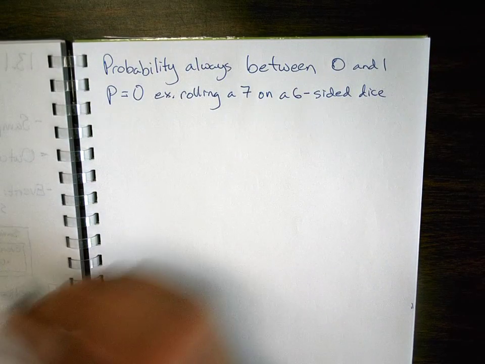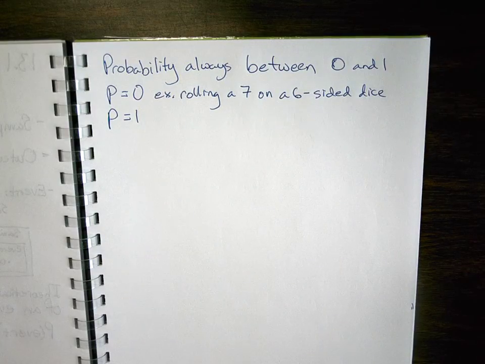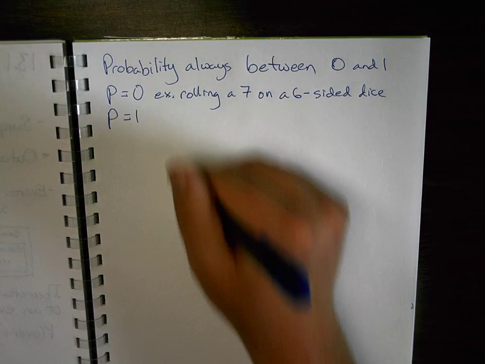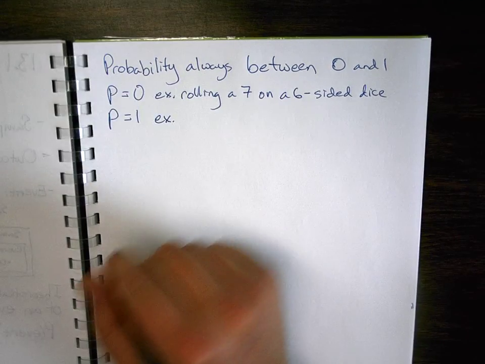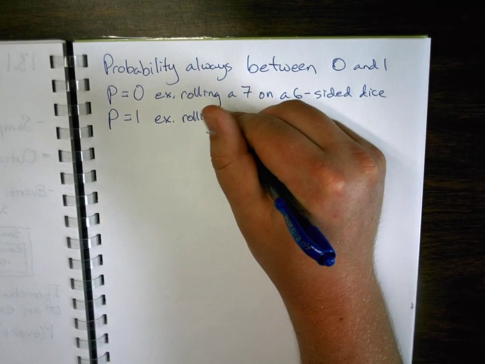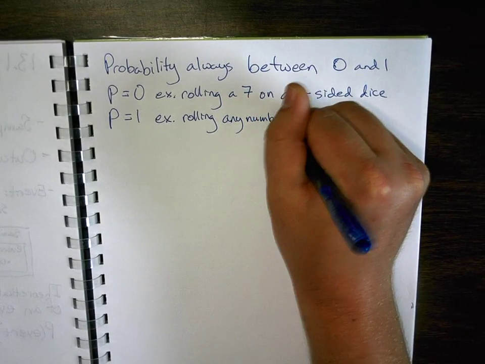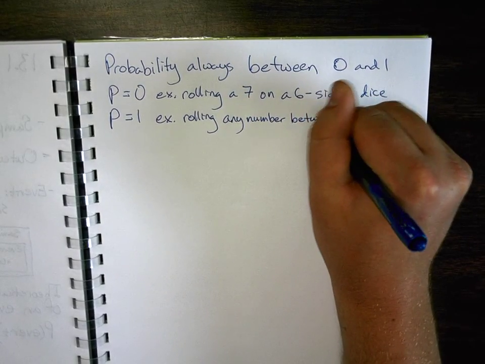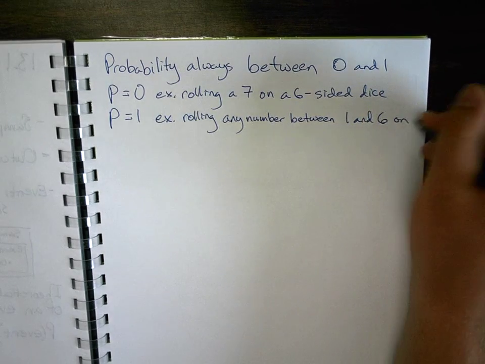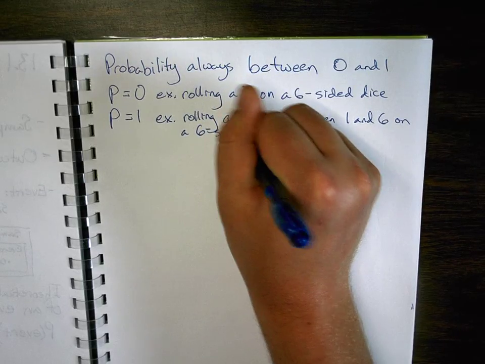And my probability can equal 1, or it could just be absolutely certain. So 0 is not certain, will never happen. 1 is definitely certain. And for example, I could say rolling any number between 1 and 6 on a 6-sided dice.